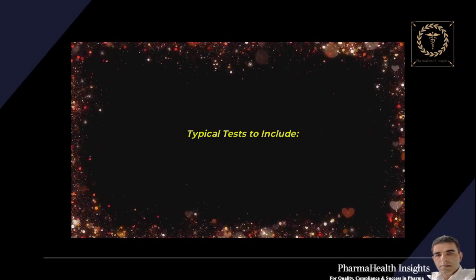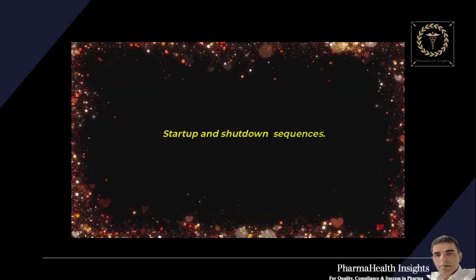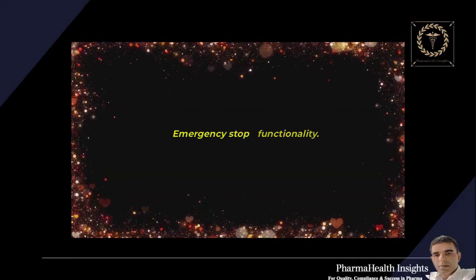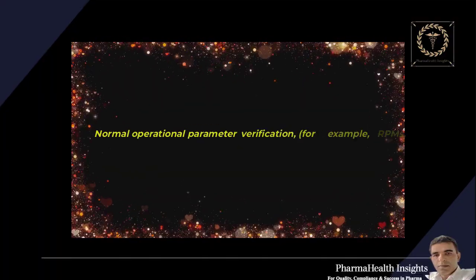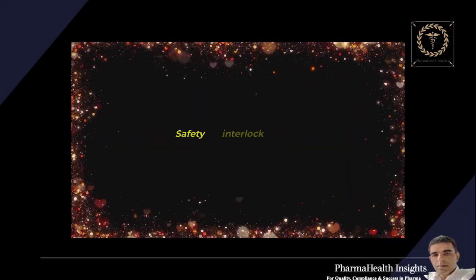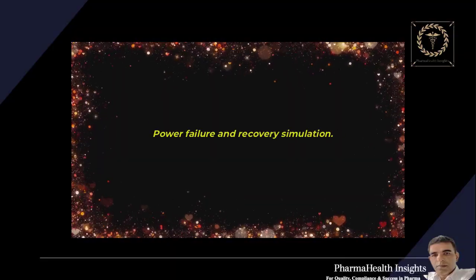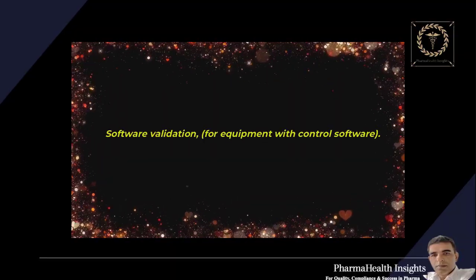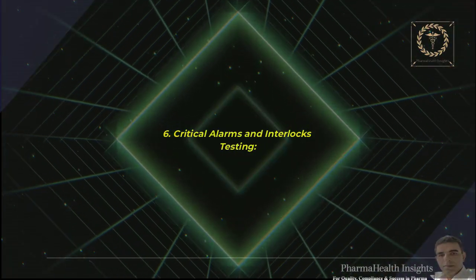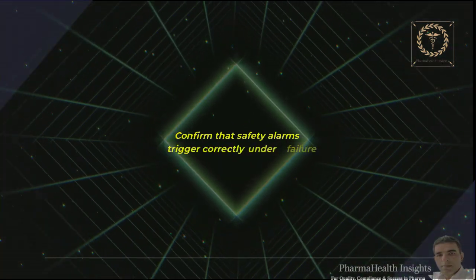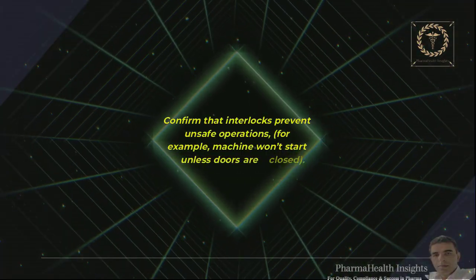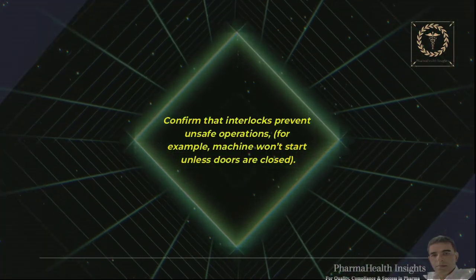Typical tests to include: control panel functionality, startup and shutdown sequences, alarm checks, such as high temperature, low pressure, emergency stop functionality. Normal operational parameter verification, for example, RPMs, pressures, temperatures, safety interlock functionality, power failure and recovery simulation, software validation, for equipment with control software. 6. Critical alarms and interlocks testing. Confirm that safety alarms trigger correctly under failure conditions. Confirm that interlocks prevent unsafe operations, for example, machine won't start unless doors are closed.